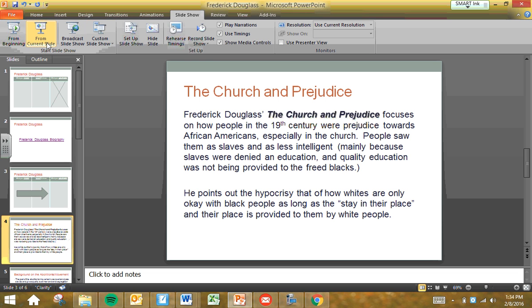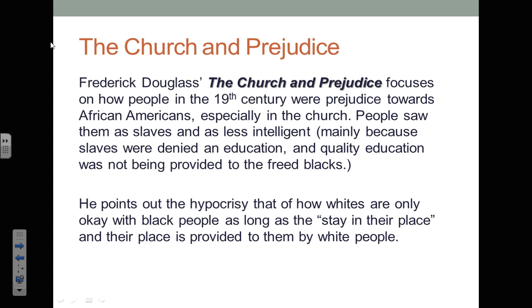Today we're going to be reading The Church and Prejudice by Frederick Douglass. So Frederick Douglass's The Church and Prejudice focuses on how people in the 19th century were prejudiced towards African Americans, especially in the church. People saw them as slaves and as less intelligent, mainly because slaves were denied an education, and quality education was not being provided to the freed blacks. He points out the hypocrisy of how whites are only okay with black people as long as they stay in their place, and their place is provided to them by white people.